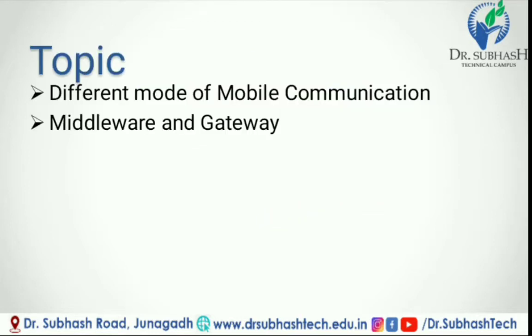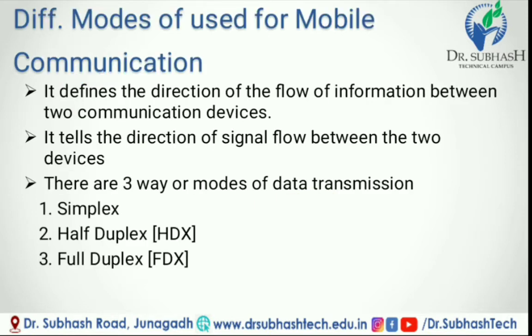In this lecture, we will study different modes of mobile communication in detail, and middleware and its types, and gateways used for mobile computing. Different modes used for mobile communication define the direction of the flow of information between two communication devices. It tells the direction of signal flow between two devices. There are three ways or modes of data transmission. First is simplex, second is half duplex, third is full duplex.